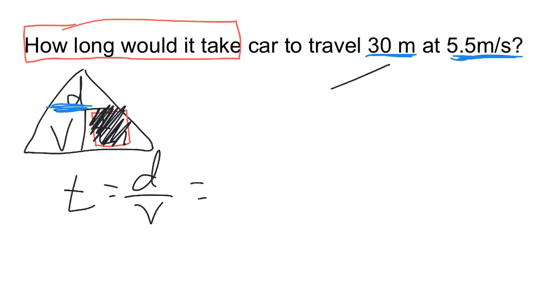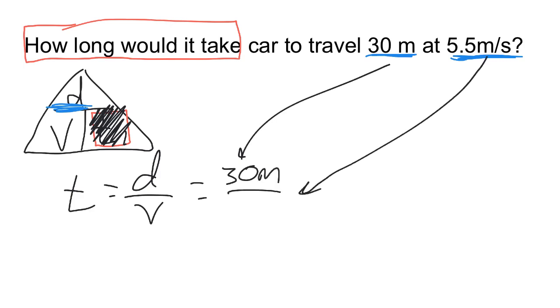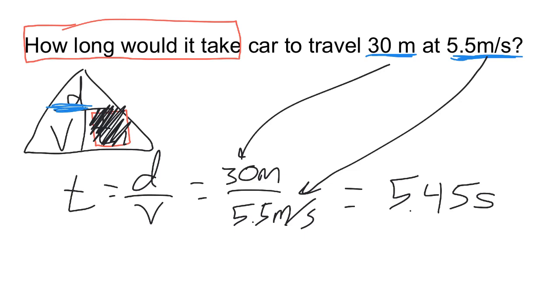So I'm going to plug in my distance, which is 30 meters, and I have my velocity, which I'm going to plug in right here, 5.5 meters per second, and I should get 5.45 seconds. Should be my answer for that. That's how long it should take. So first, figure out what I'm looking for, find out what I have, get my equation using my equation triangle, and then solve the problem.